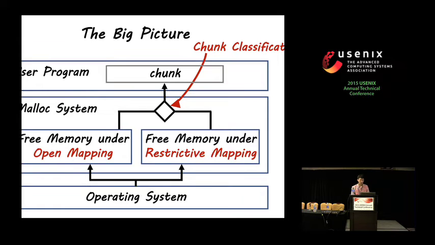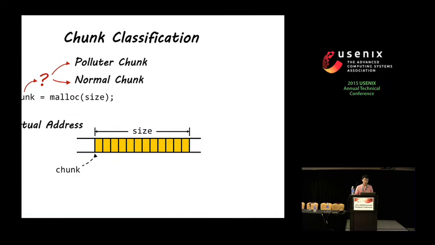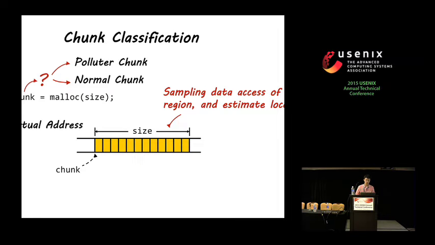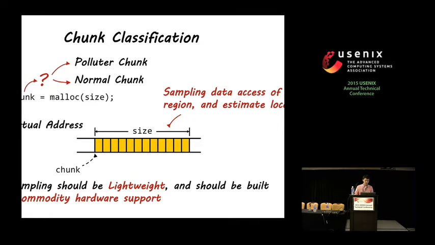Here the question is, how do we know the chunk type? We don't know whether a chunk is a polluter chunk or a normal chunk. So in order to classify a chunk at runtime, we have to sample the data access and estimate the locality. Since the Malloc system is a core routine of the standard library, the sampling process should be lightweight and should be built upon commodity hardware support.